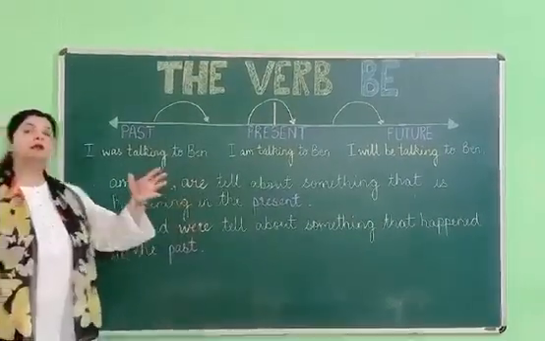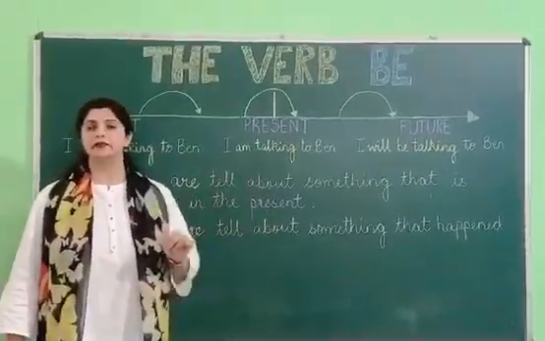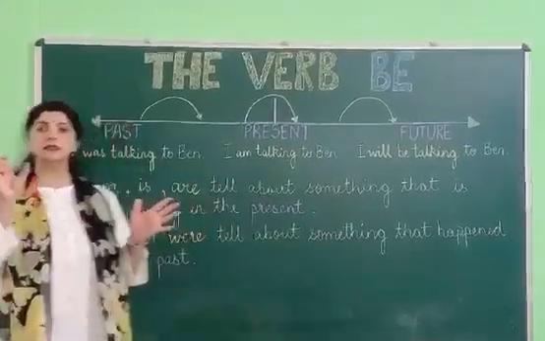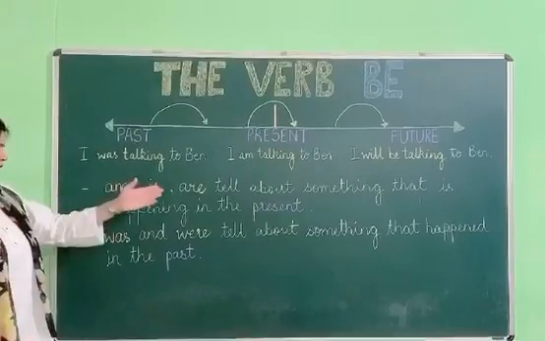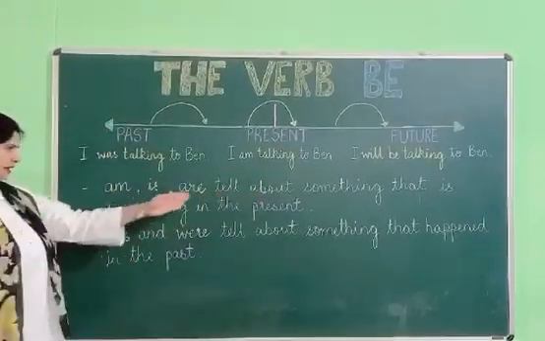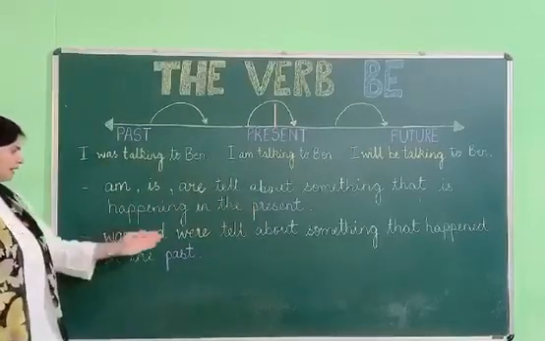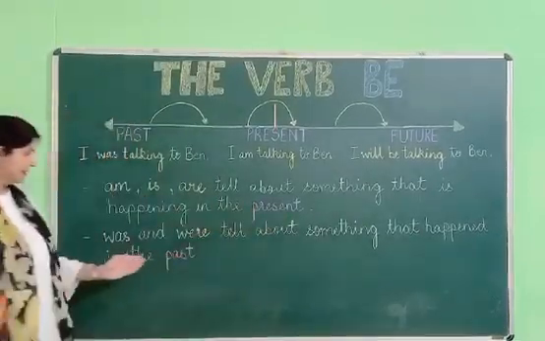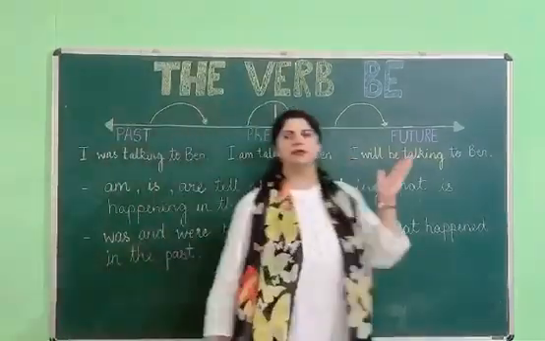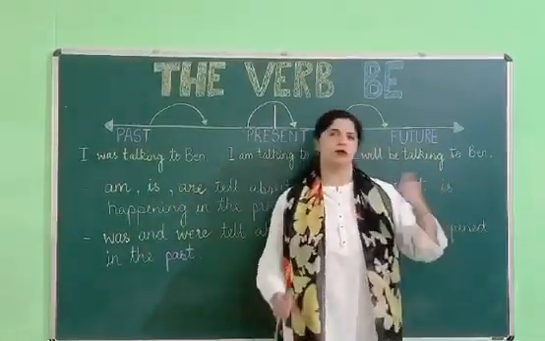Like, the cows were grazing in the field. Were, the cows. Now what is cows? It is plural. So you have to understand that am, is and are tell us about something that is happening in the present, and was and were tell us about something that happened in the past. That is why knowing the past, present and future tense was so important for you.